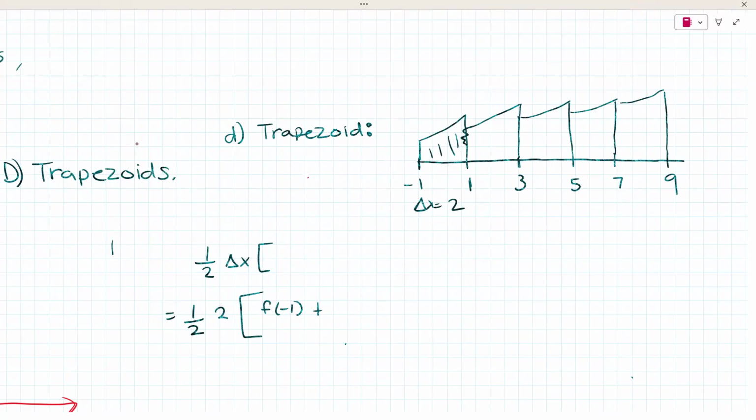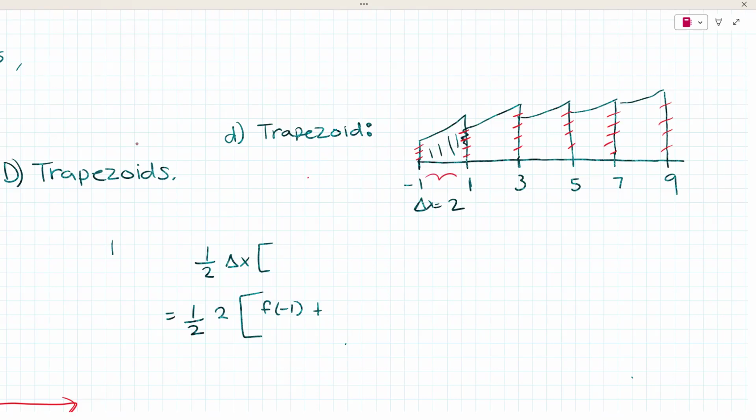Okay, so we got to find f of -1, f of 1, f of 3, 5, 7, and f of 9. And because of delta x, the height, the width is still constant 2, you can take it out.